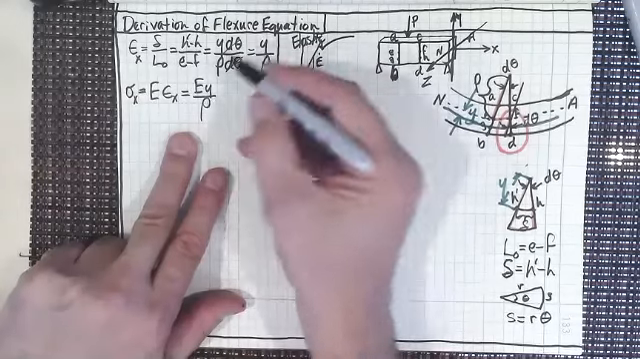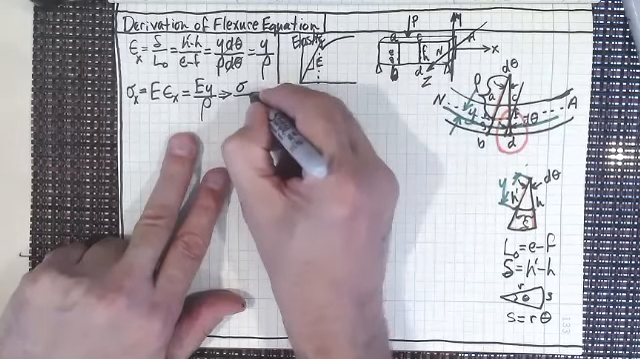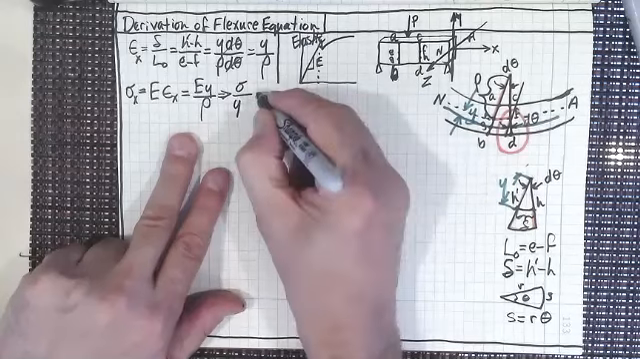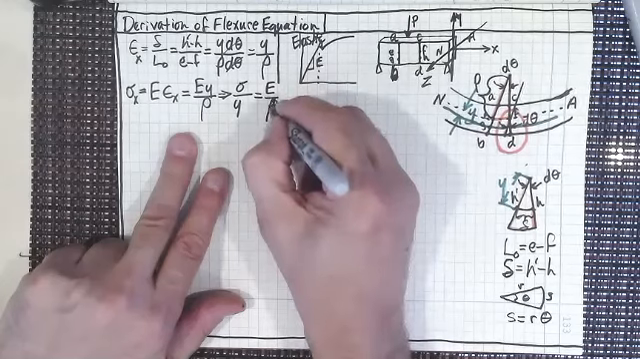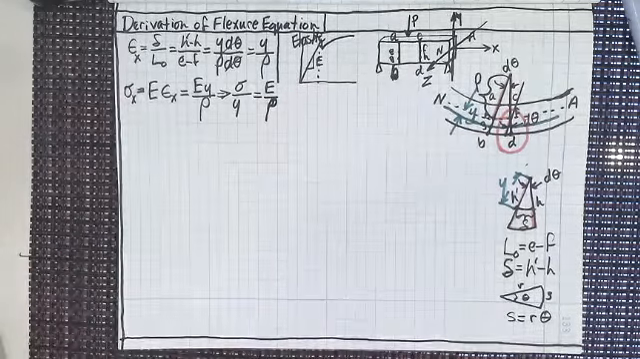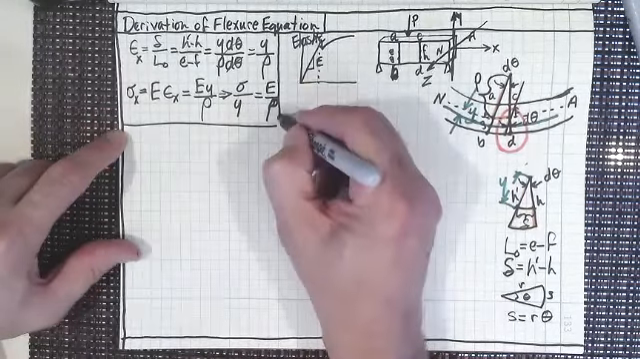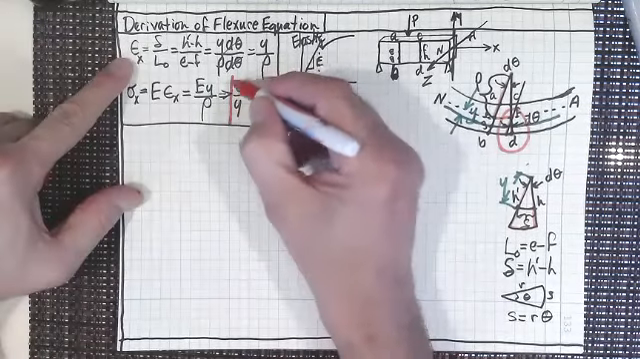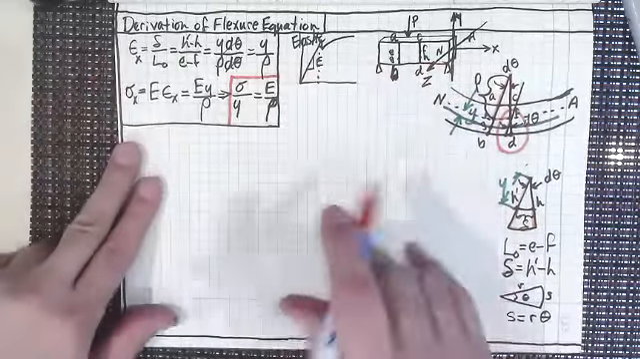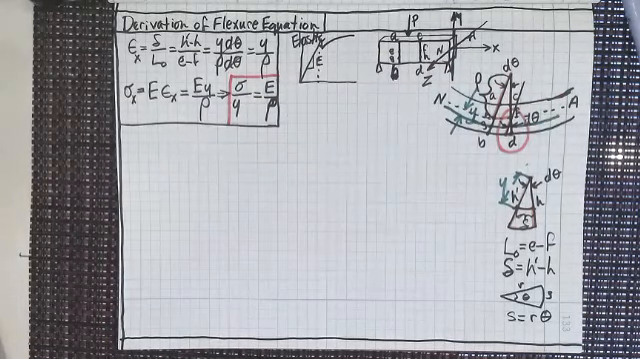Now, I could write this another way too, couldn't I? I could write sigma over y equals E over rho. That's a rho. Okay. We're just going to keep that for later. I'm going to put a line underneath this. We're going to put that in the oven to bake for a little while, and we're going to come back to that. But what I want to do, because they're important equations, is I want to circle this equation, because we're going to come back and use that before we finish the whole derivation of the flexure formula.